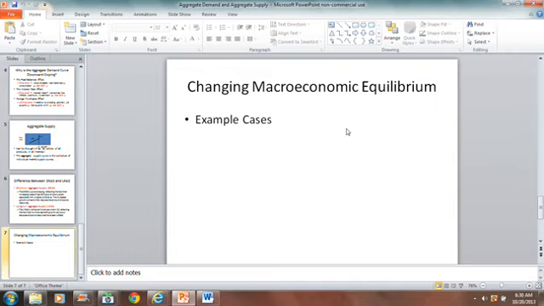So the aggregate demand curve can shift, the aggregate supply curve can shift, and it will create changes in what we call macroeconomic equilibrium. And let's look at several cases just to see how that works, and hopefully you'll see rather quickly that it's just kind of the same mechanical game we played in chapter 3. It's just we're playing it at the economy level. So let's take a look.